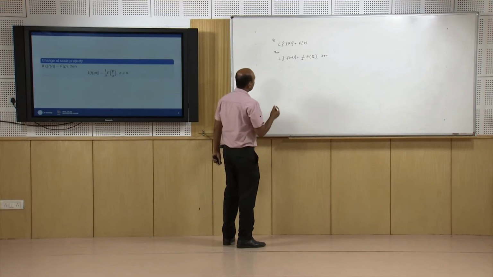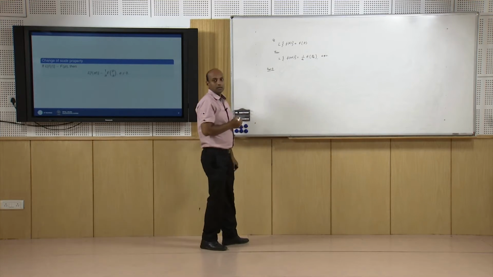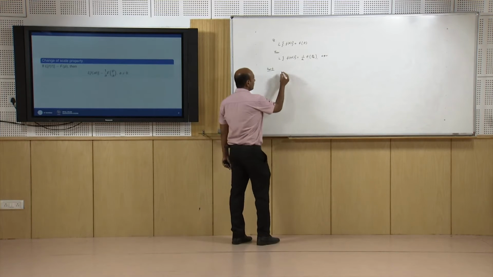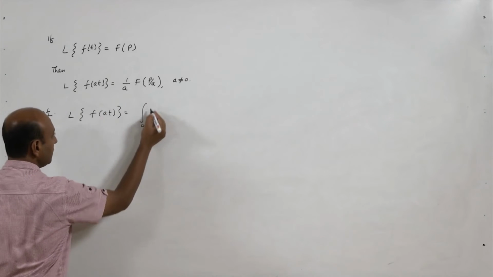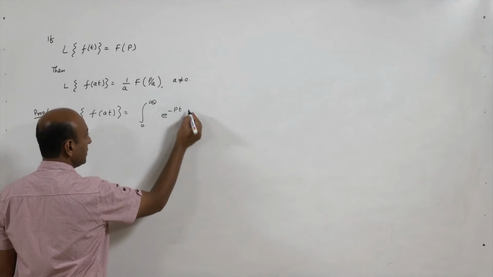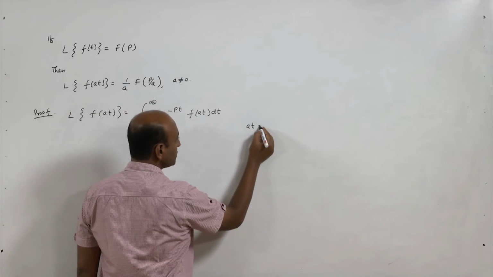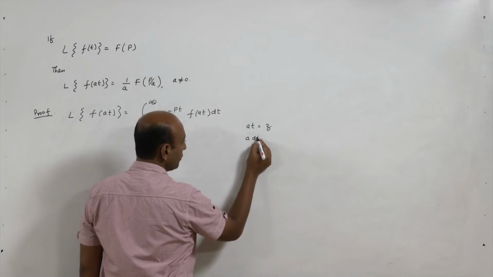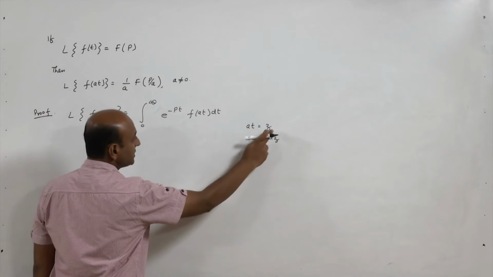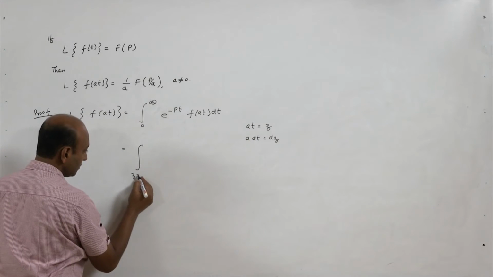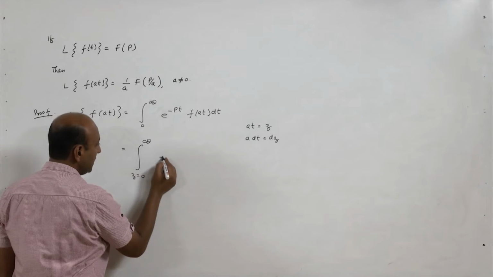Now, how will we prove it? The proof is very simple, simply based on the definition of the Laplace transform. What is the Laplace transform of f(at)? It is nothing but the integral from 0 to infinity of e^(-pt) f(at) dt. Now, you can substitute at = z, a new variable. So, a dt equals dz. When t is 0, z is 0, and when t tends to infinity, z tends to infinity.